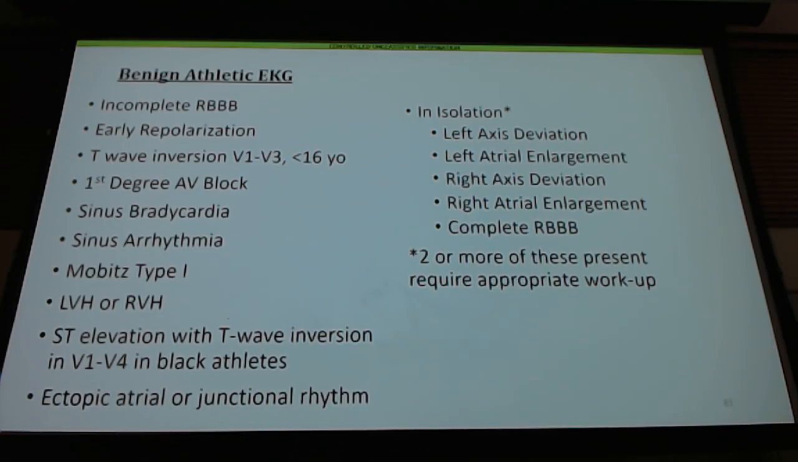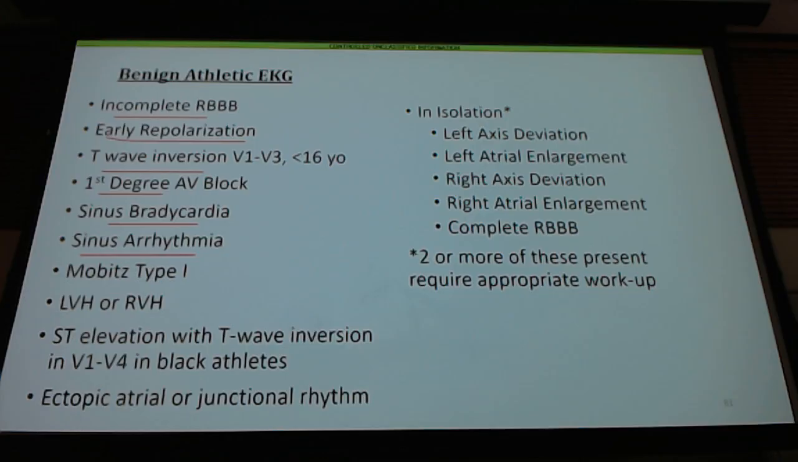So what in that athlete EKG would indicate a benign pathology? Things like incomplete right bundle branch block. Early repolarization. This is probably one of the most common EKG findings you're going to see in your active duty folks. Okay? It's going to look like an ST elevation, but it's just early repol. T-wave inversions of V1 through V3 in your less than 16-year-olds. First degree AV block, sinus bradycardia. I mean, everybody here probably has sinus bradycardia right now.